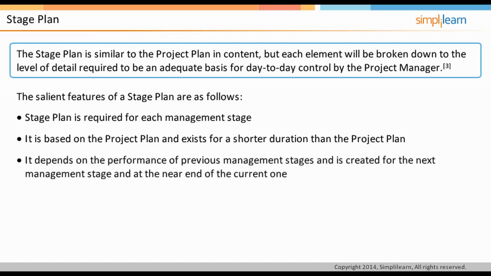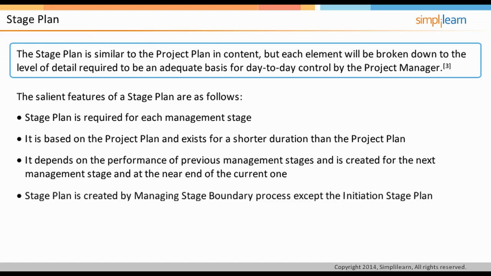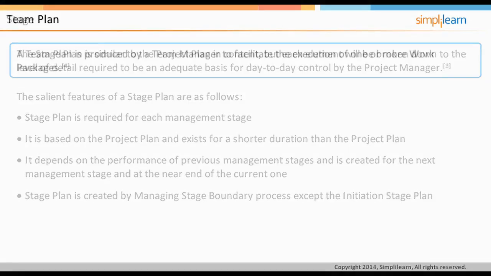This plan depends on the performance of previous management stages and is created for the next management stage and at the near end of the current one. The initiation stage plan is created by the starting up a project process, and each subsequent stage plan is created by the managing a stage boundary process. Team plans are created by the managing product delivery process. In the next screen, we will discuss team plans.